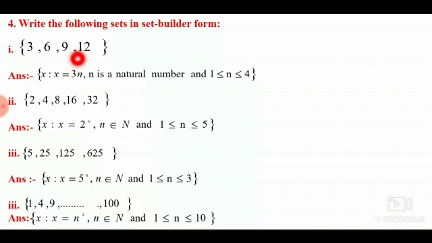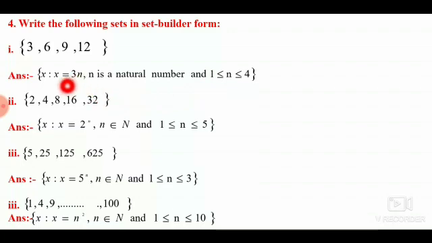If you observe these numbers, dear students, these are the multiples of 3. Therefore, the set builder form of this set is, it is a set containing X such that X satisfies a single common property, which is equal to 3n, where n is a natural number and n is greater than or equal to 1, less than or equal to 4. Now you can observe here, n is a natural number, I said, which is greater than or equal to 1.